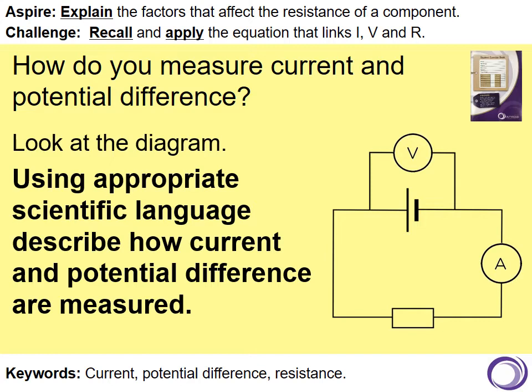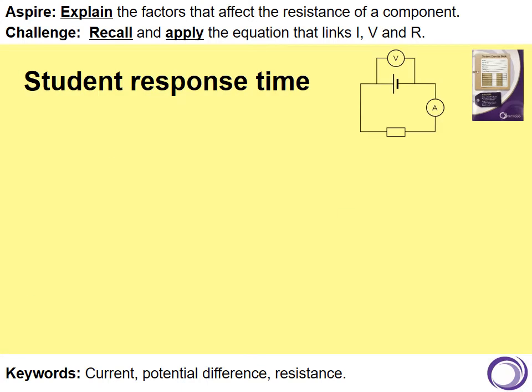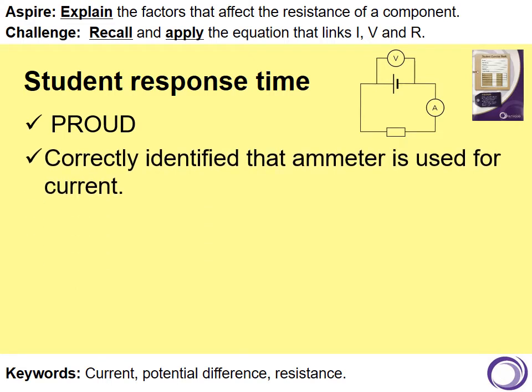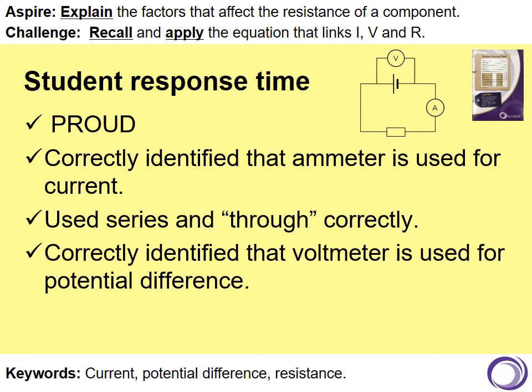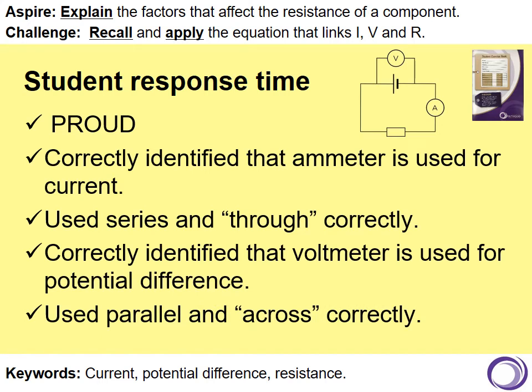Okay, let's see how we've got on. So we should have stated that the ammeter is used to measure the current, and the ammeter is in series with the resistor and the cell. And we've also got a voltmeter which is used to measure the potential difference, and that's in parallel or across the cell.